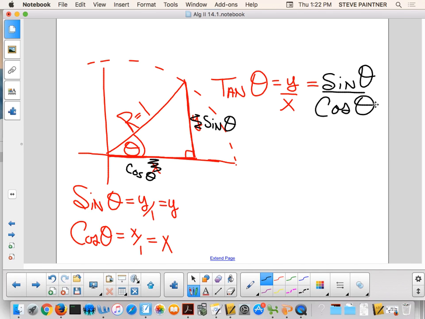That's it. Now I'm not going to talk about the other one too long. Cotangent would just be what then? Cosine over sine. Yeah, flip it. Cosine over sine.